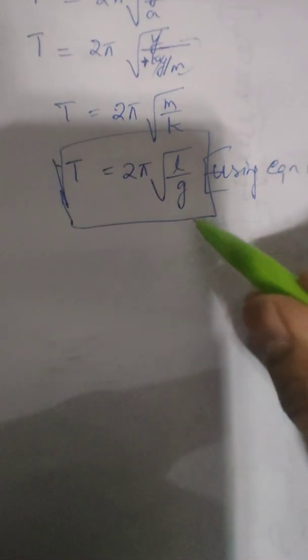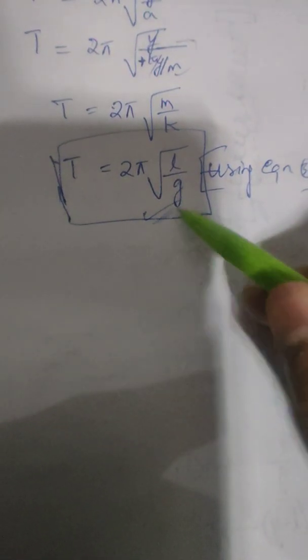So this is the required equation, the time period of a loaded spring. This is actually the same as the time taken by a pendulum.